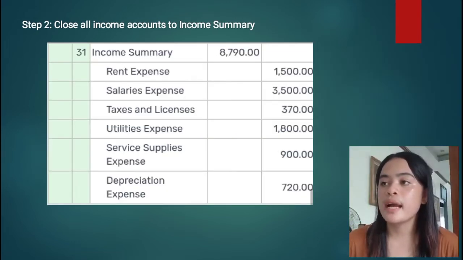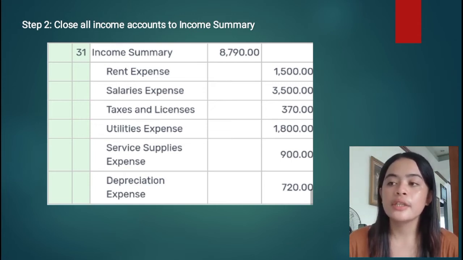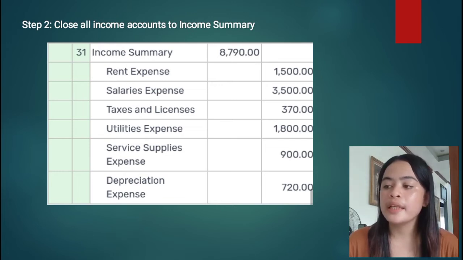Step 2. Close all expense accounts to income summary. December 31. Income summary 8,790. Rent expense 1,500. Salaries expense 3,500. Taxes and licenses 370. Utilities expense 1,800. Service supplies expense 900. Depreciation expense 720. To close expenses, we simply credit the expense accounts and debit income summary.